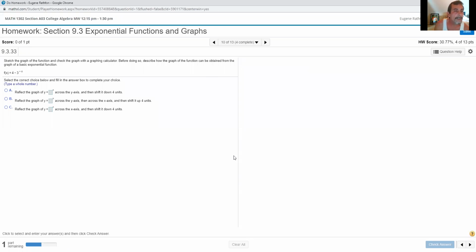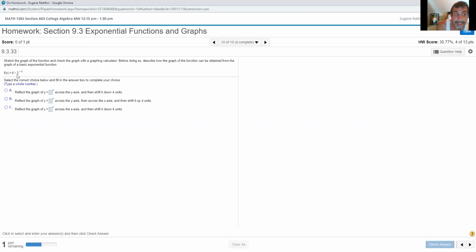All right, so let's see what we got here. So reflect the graph of blank across the y-axis and then down 4. So we're up 4 because that's a positive 4. But remember, that 4 should really be at the end. They just put it out of order. So that's really a positive 4 at the end. So that's going to make us go up 4.